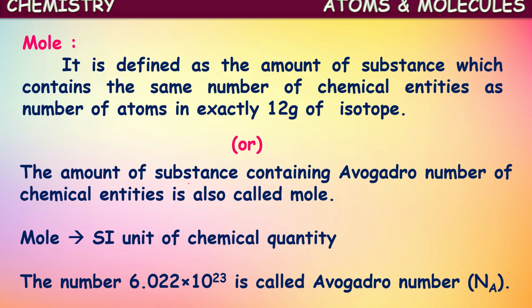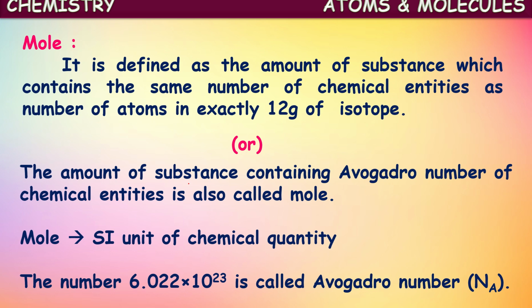If you take any component, a gram atom of an element or a gram molecule of a compound, it contains the same number of chemical entities as the C12 isotope contains, which is 6.022 into 10 to the power of 23. Any chemical entity, 1 gram atom or 1 gram molecule, contains that particular number of atoms, molecules or ions. That is called 1 mole of substance.